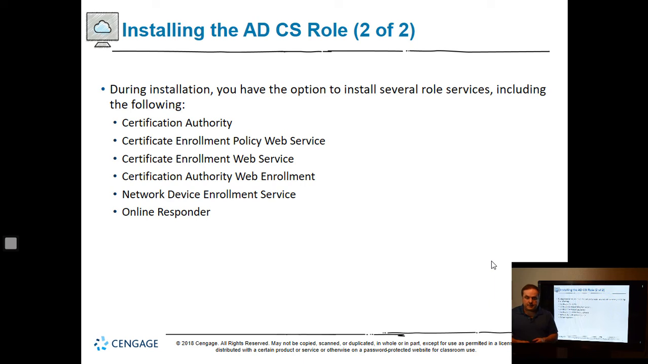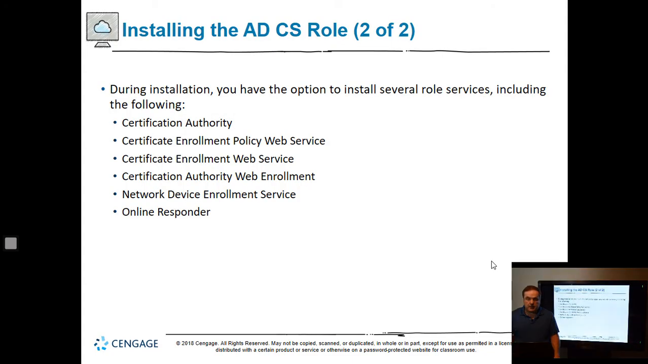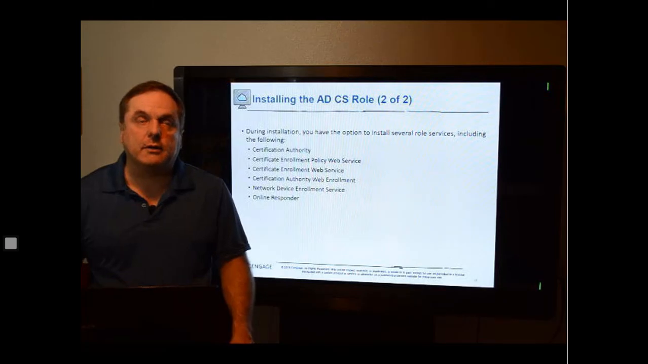During installation, you have the option to install several different roles. Certification Authority, which is the first one you're going to install. Then you've got the Policy Web Service, the Enrollment Web Service, et cetera. So there are all different types of AD CS roles that you can put on. So that's going to pretty much cover our Active Directory Certificate Services lecture for this particular module.